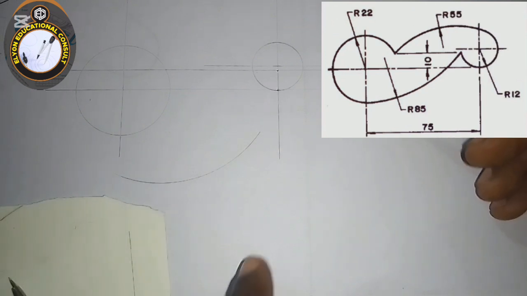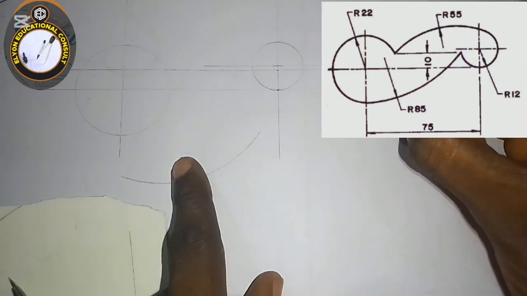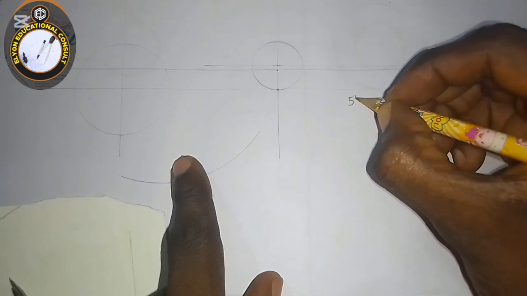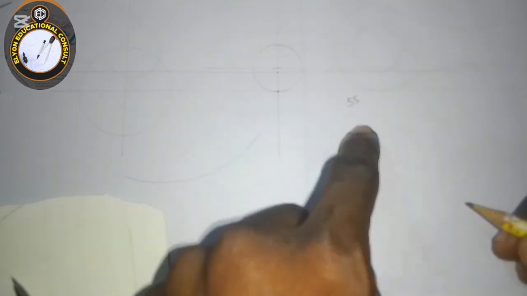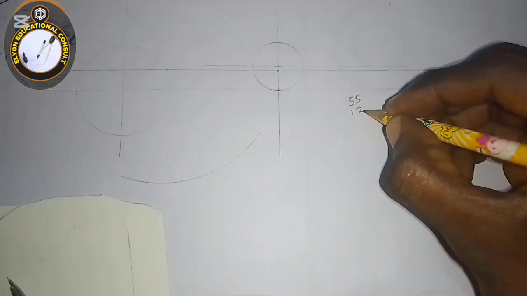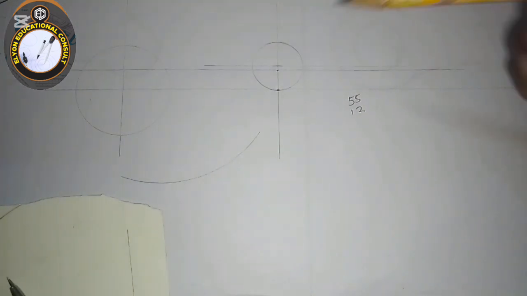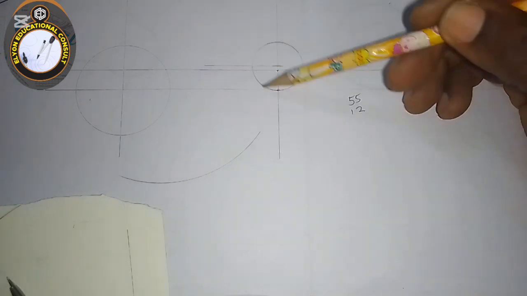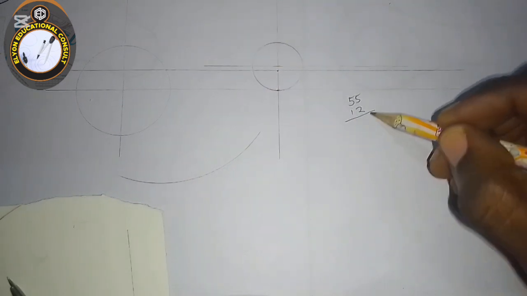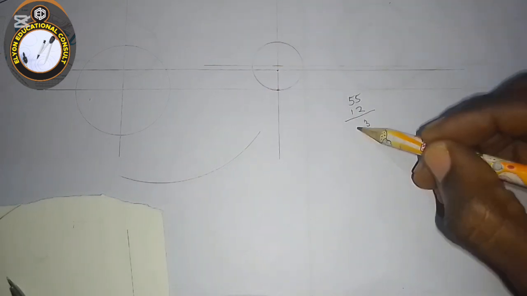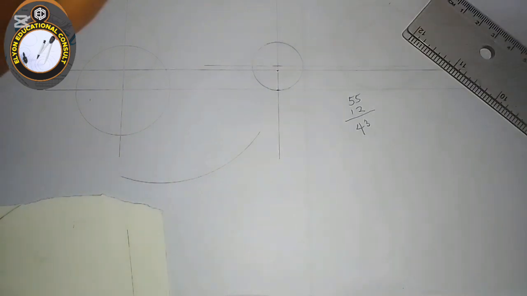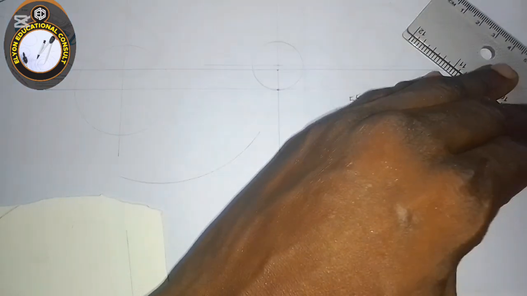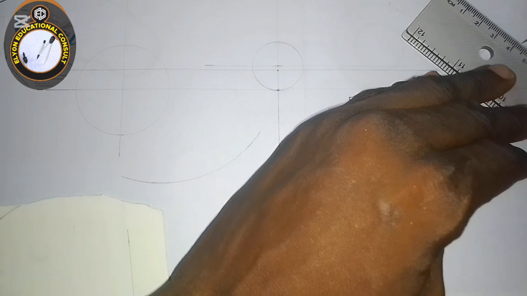The radius of that arc is 55. The radius of this arc here, as you can see, is 55. So I'm going to say 55 minus 12. Why 12? The 12 is the radius of this circle. So we're going to be having that as 43. I hope you understand that. That is 43. So I will take 43 from my ruler.